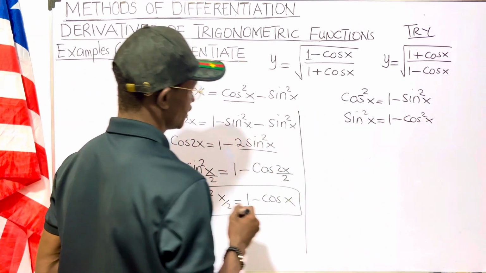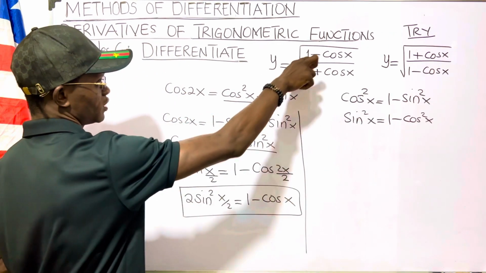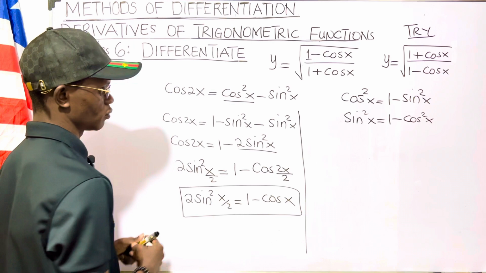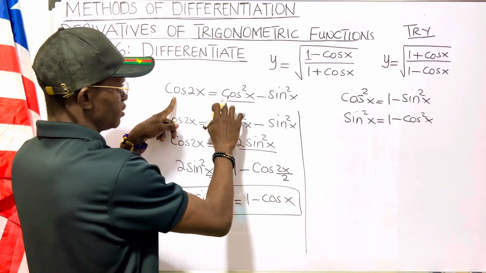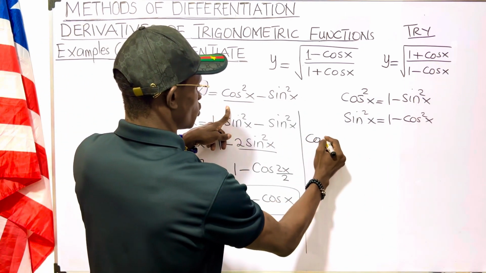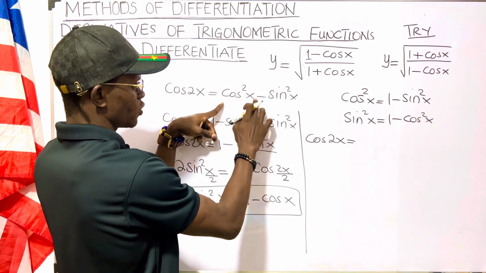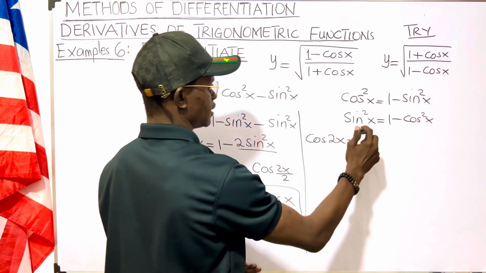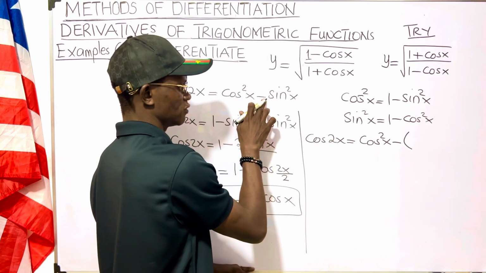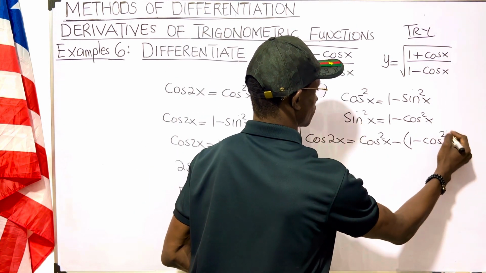The next identity we want to find is for this particular denominator. We've already gotten the numerator, which is 2 sine square x over 2. So from this same identity, cos of 2x is equal to cos square x minus sin square x. This time, instead of replacing cos square x, we can replace sin square x. That is, we say cos square x minus, and we put it in parentheses because of this negative, sin square x, which is just 1 minus cos square x.